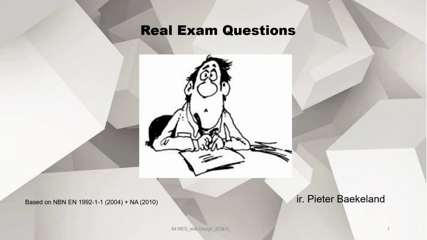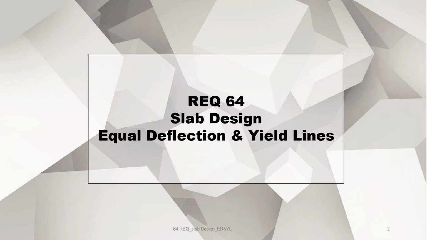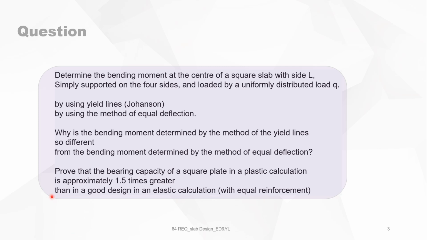Real exam questions. This is question 64, a slab design with equal deflection and yield lines. Determine the bending moment at the center of a square slab with side L, simply supported on the four sides and loaded by uniform distributed load Q. You do it by using yield lines, and you do it again by using the method of equal deflection.